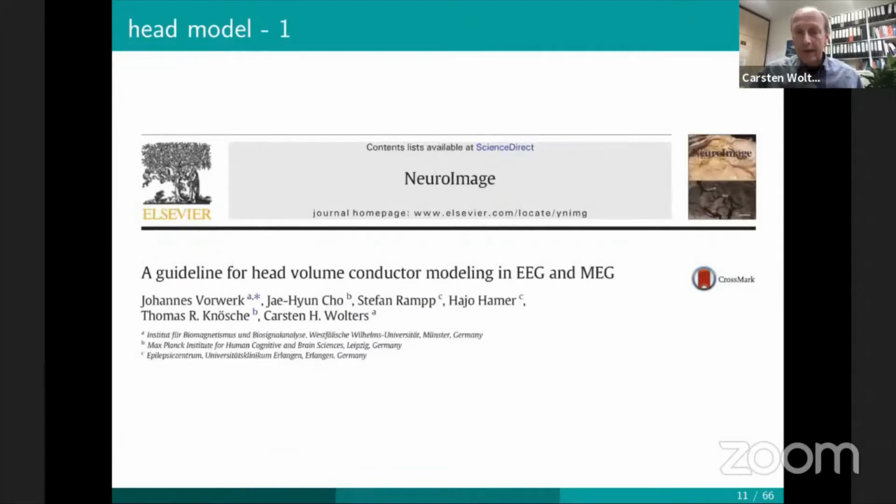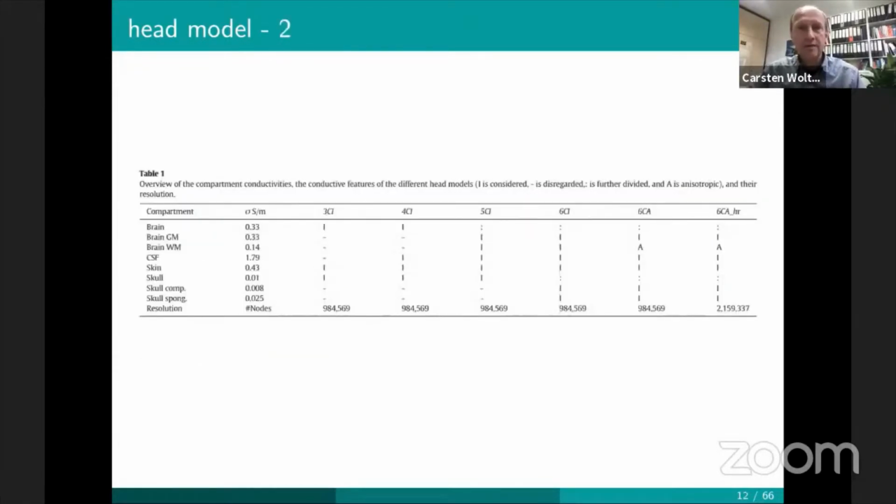And the reasoning why we use finite element methods is possibly presented in the guideline study from Johannes in 2014. Johannes used a 6-compartment anisotropic head model with high resolution. That is our reference, a real head model with 6 compartments: brain gray matter, brain white matter, with white matter modeled anisotropic; the cerebrospinal fluid, isotropic; skin and skull, isotropic, and in the skull we even distinguished the compacta and the spongiosa.